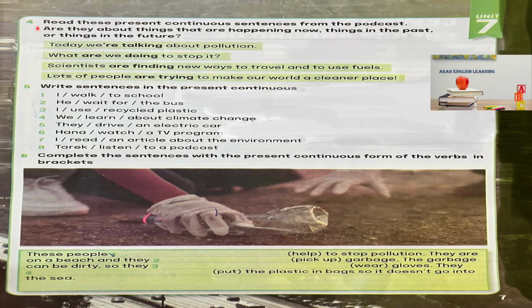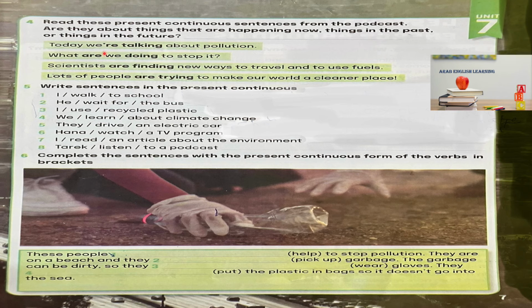Page 7, exercise 4, read these present continuous sentences from the podcast. Are they about things that are happening now, or things in the past, or things in the future? Let's read the sentences. Today, we are talking about pollution. What are we doing to stop it? Scientists are finding new ways to travel and use fuels. Lots of people are trying to make our world a cleaner place.